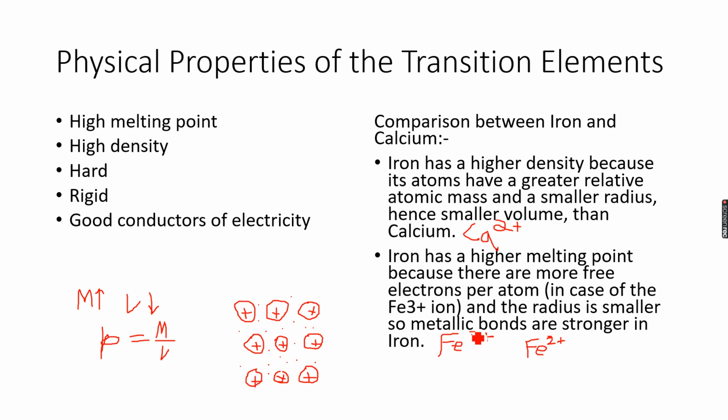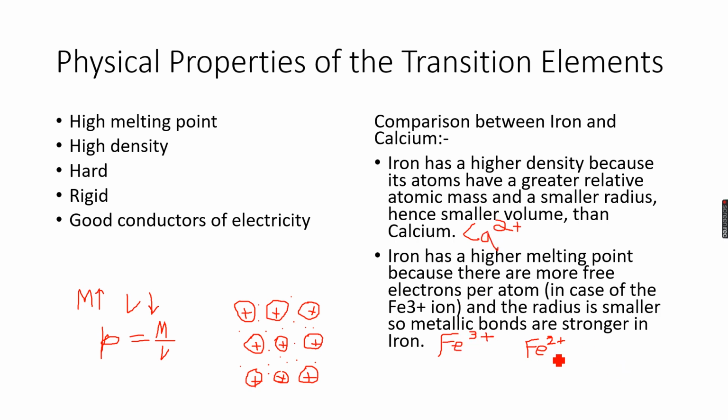So the Fe3+ ion has more protons in its nucleus, so it will have a greater atomic charge, and that's why the force of attraction between the metal ions and the sea of delocalized electrons will be larger in the case of iron. So the metallic bonds will be stronger, and hence iron will have a higher melting point.